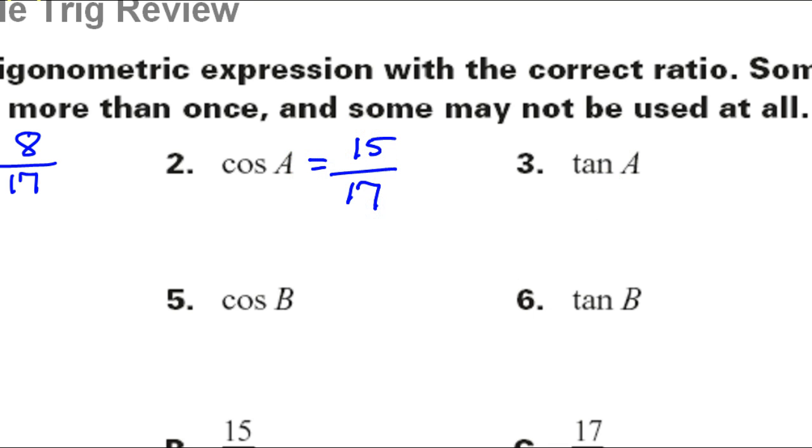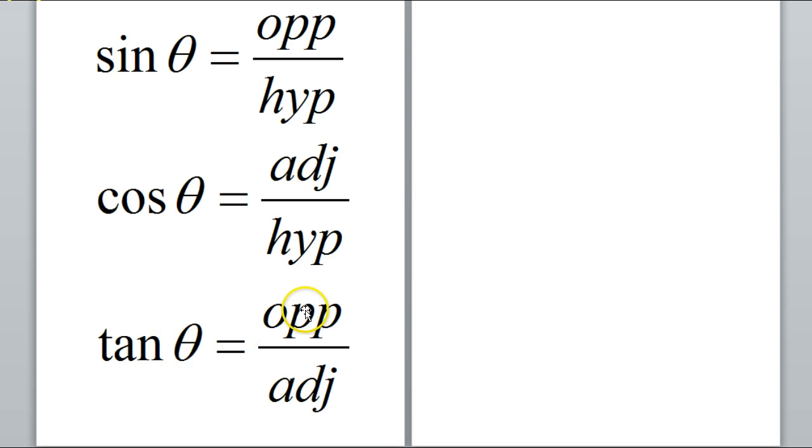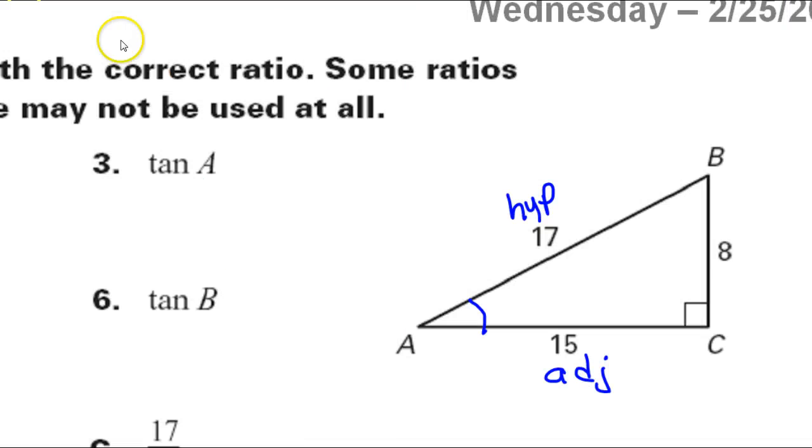Now how about the tangent of angle A? Tangent is defined as the opposite leg over the adjacent leg. So notice we're not dealing with the hypotenuse this time. So I'm just going to erase that for a second. 17 is the hypotenuse, so we don't have to worry about that right now. Looking at angle A, 8 is the opposite leg and 15 is the adjacent leg. So opposite over adjacent, that's 8 over 15.